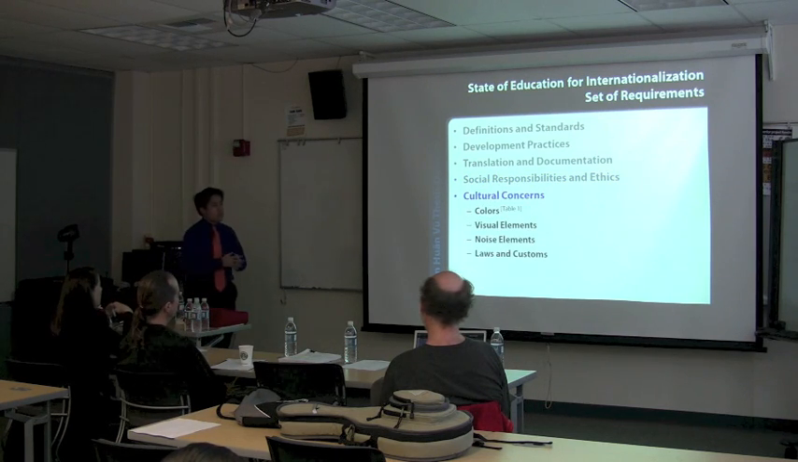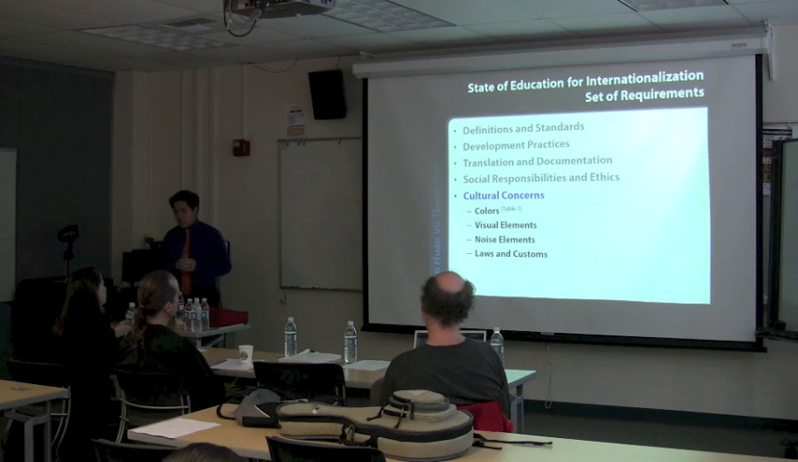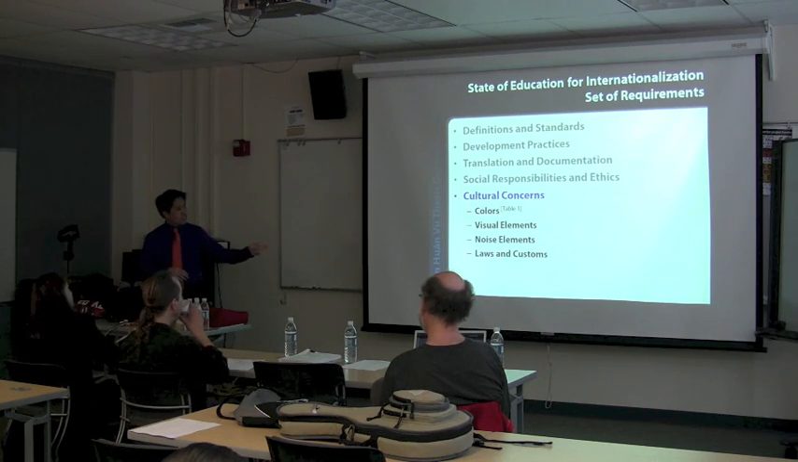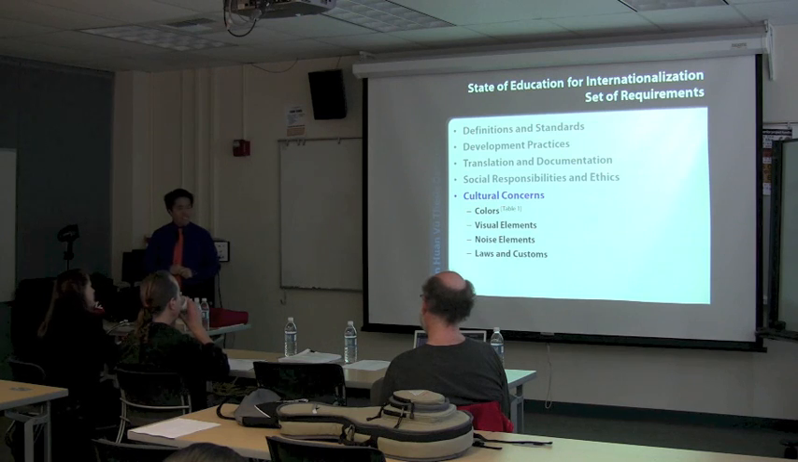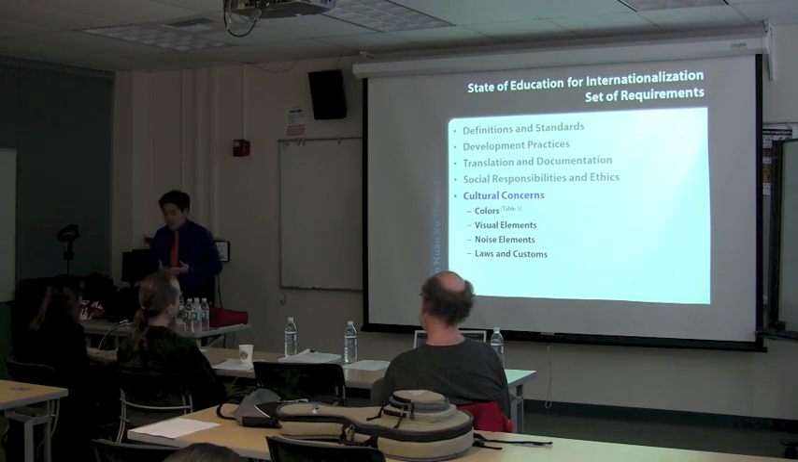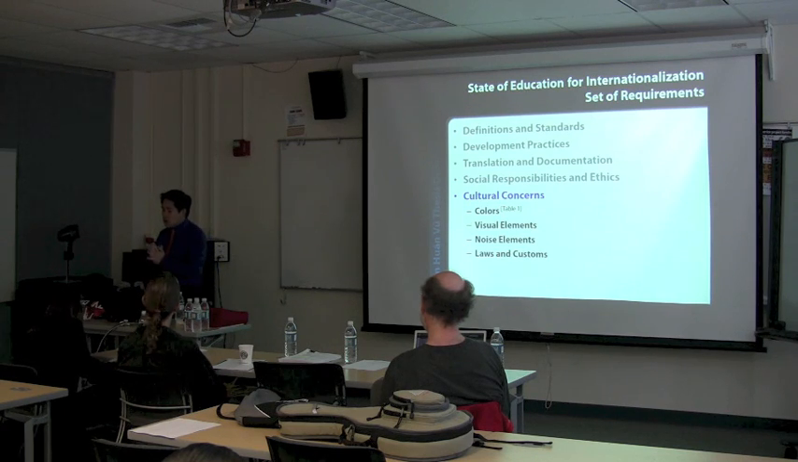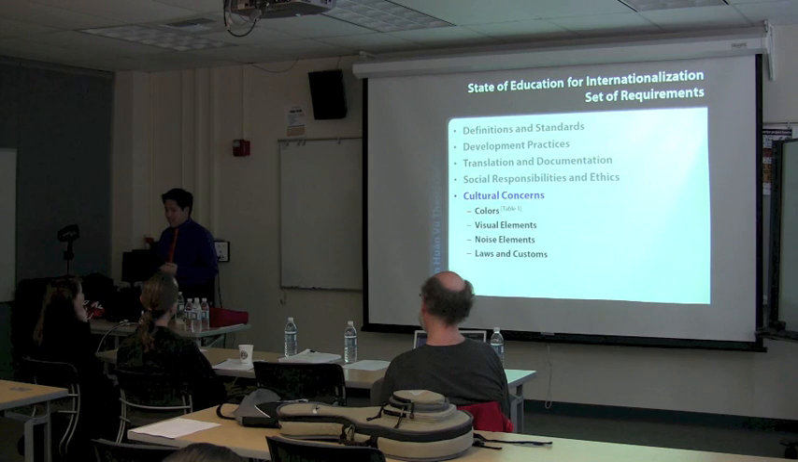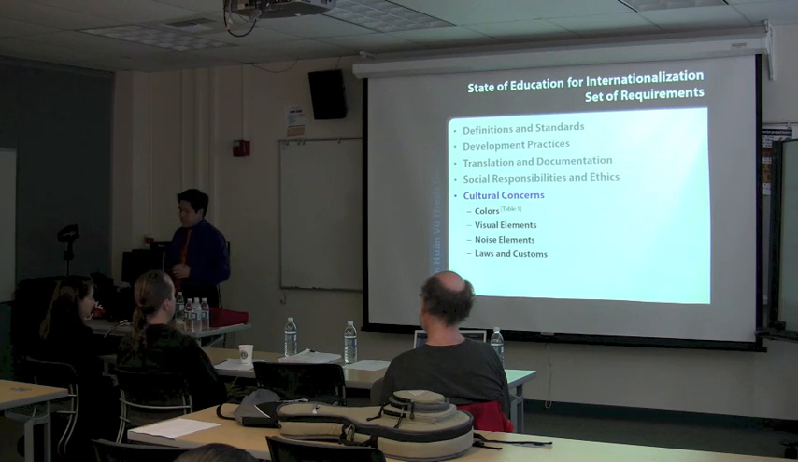Lastly, and possibly the most important requirement, in my opinion, is cultural concerns. The requirement is separated into 4 key areas of colors, visual elements, noise elements, and laws and customs. Some people are unaware that cultural aspects play a central role in localization, where there have been cases of real-world market failures and damaged business relationships. In terms of color, Table 1 provides the many cultural associations in the handout.